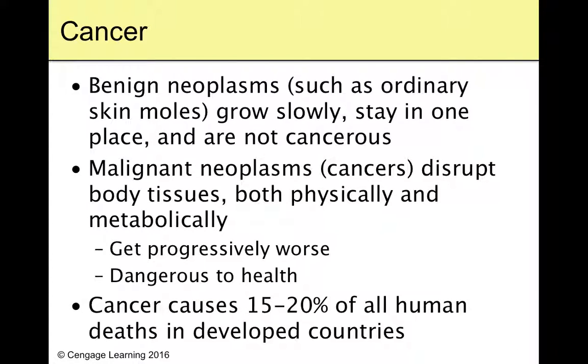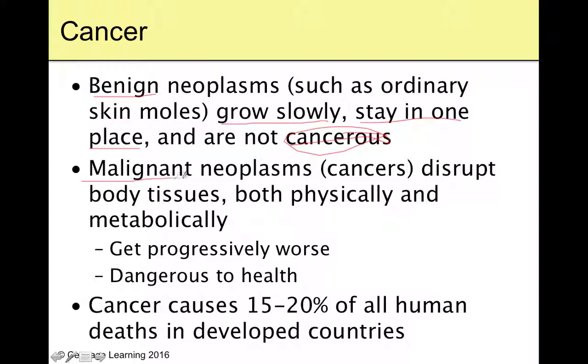And here's some terms for cancer. Benign and malignant. You want to know these terms. If you've got to have something, you'd rather hear benign than malignant. Benign neoplasms, a new growth that is benign. Like an ordinary skin mole, they'll grow, but pretty slow. They're really going to stay in one place, and these things are generally not cancerous. So that is good.